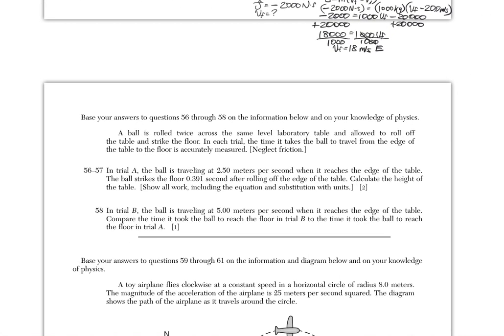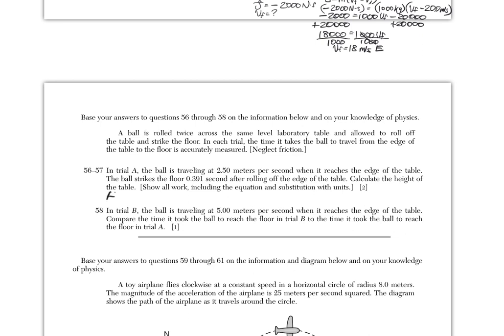Base your answers to questions 56 through 58 on the info below and your knowledge of physics. Balls are rolled twice across the same level lab table and allowed to roll off the table and strike the floor. In each trial, the time it takes the ball to travel from the edge of the table to the floor is accurately measured. We did this lab. This was the horizontal projectile lab. Neglect friction. 56, 57. Trial A, the ball is going 2.5 meters per second when it reaches the edge of the table. The ball strikes the floor 0.391 seconds after rolling off the edge of the table. What is the height of the table?